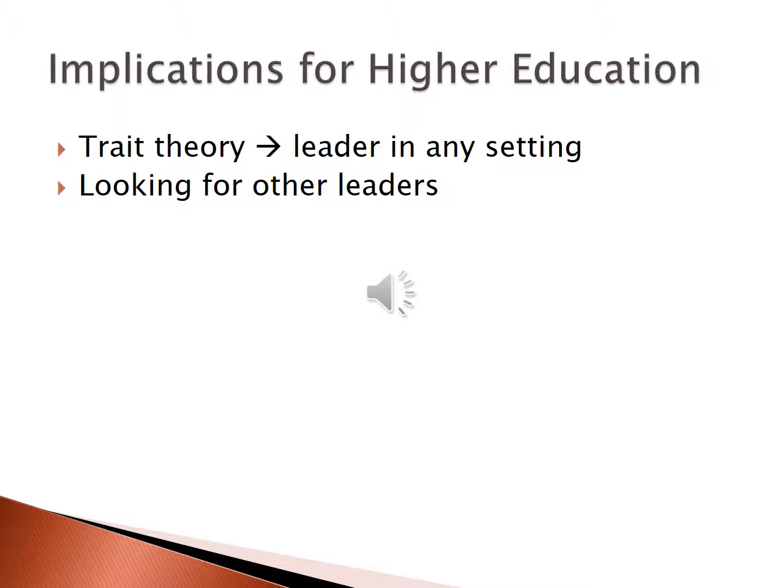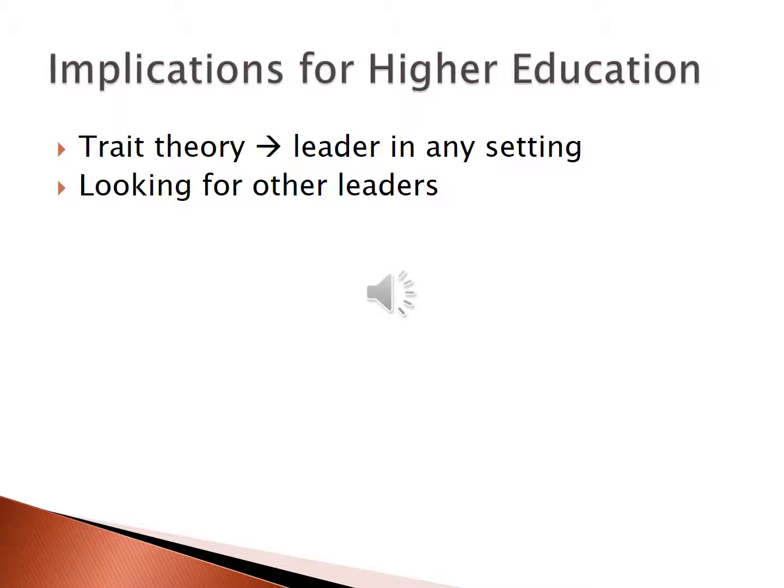In regards to higher education, as I said before, if a person has the trait or traits that they need to be a leader, this will lead to them effectively leading in any setting. However, I do believe that in higher education, the trait theory could be useful in looking for other leaders.